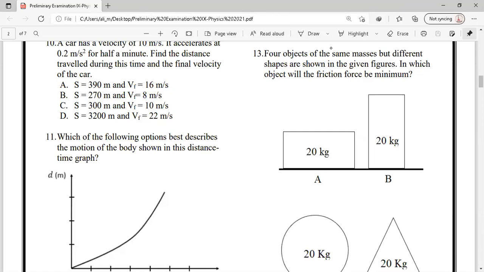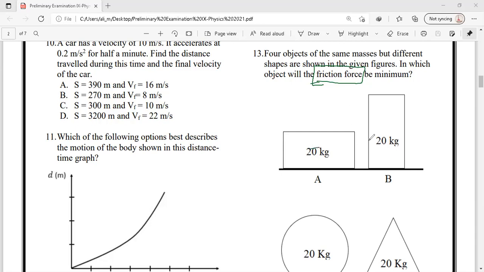In this question, we have four objects A, B, C, and D. And which of the figure will have the force of friction be minimum? सबसे कम फ्रिक्शन फोर्स ऑफ फ्रिक्शन कौन सी डायग्राम में होगी? So as we know that the frictional force depends on the contact area.